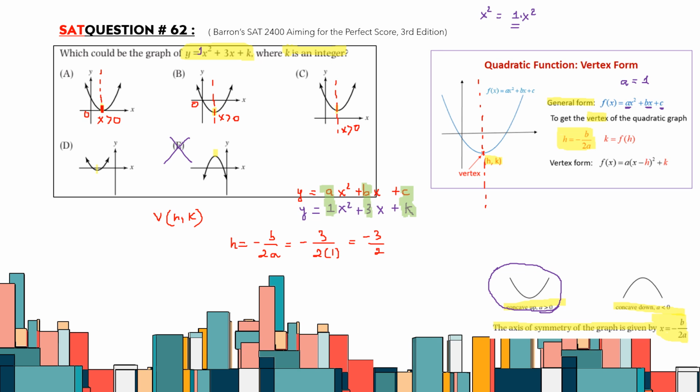E we already eliminated, but we see this one is less than 0. So negative 3 over 2 here is possible, right? It's to the left of 0, so less than 0. So we see this one, D, is the correct answer. A, no. B, no. C, no.